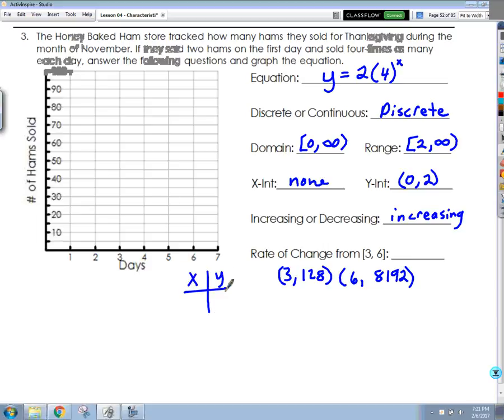So 0 is going to be 2. 1 is going to be 8. And guys, I figured this out because I plugged it into my equation. You can be doing the same. Don't just copy me. Try this out. Pause the video and finish it. Start it again to check your answers.